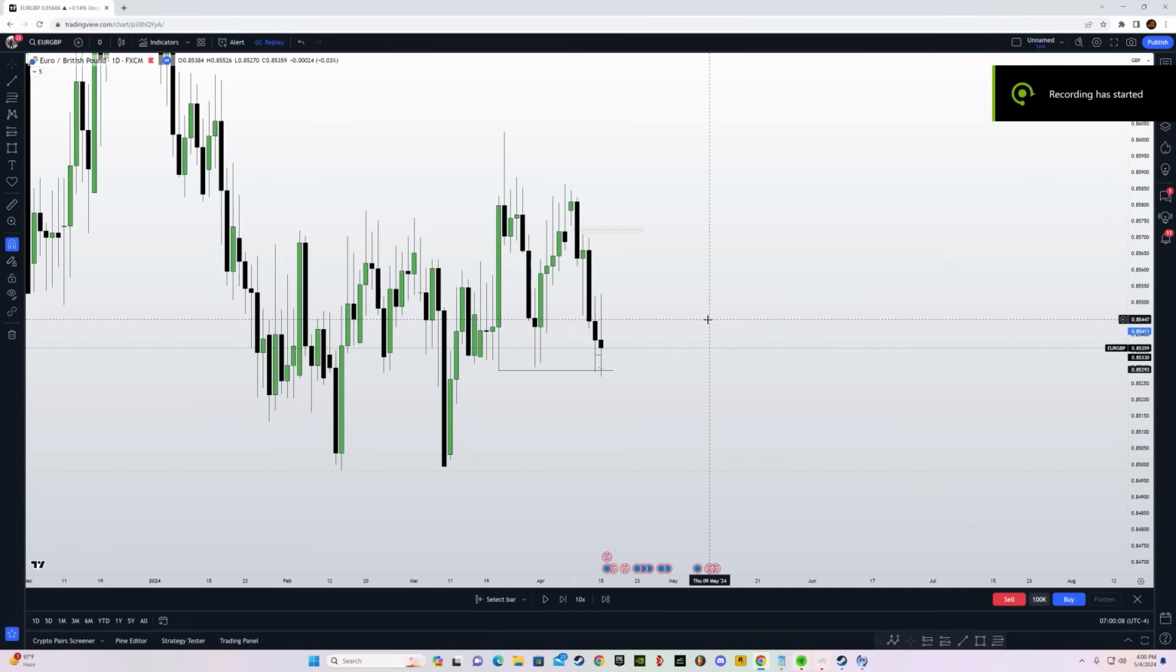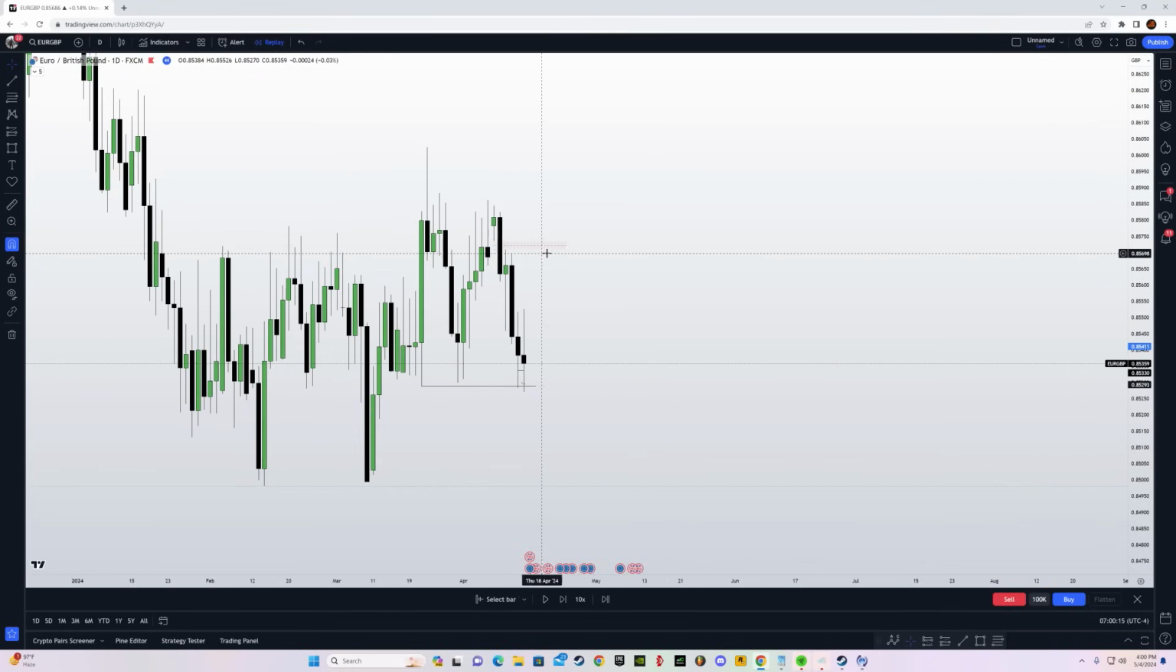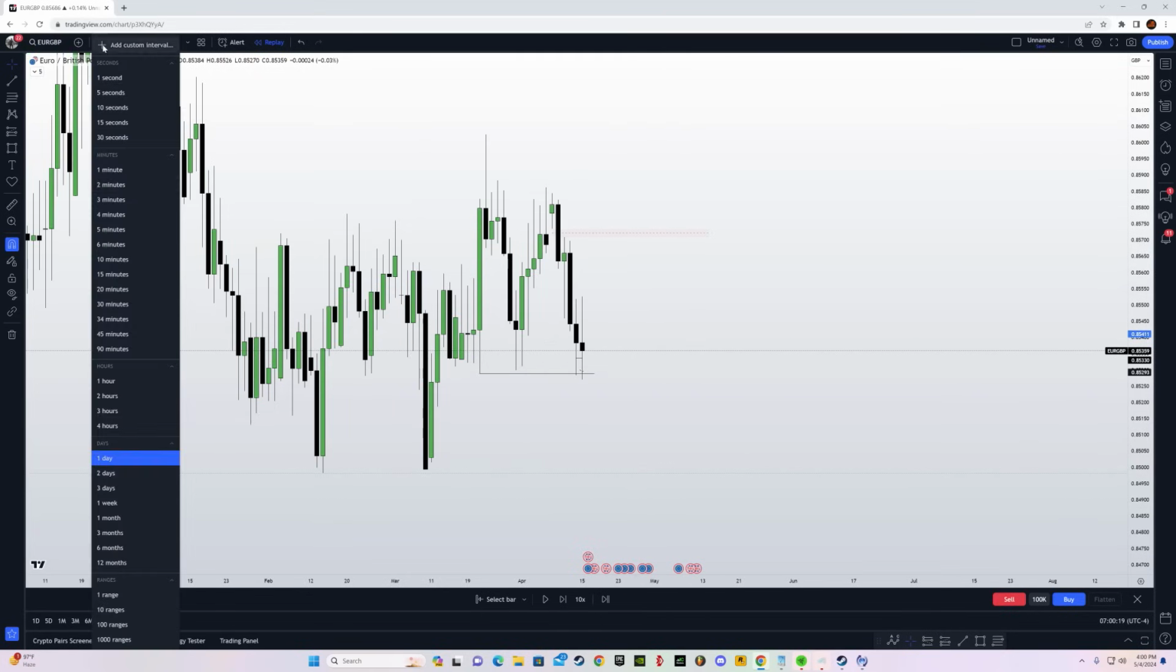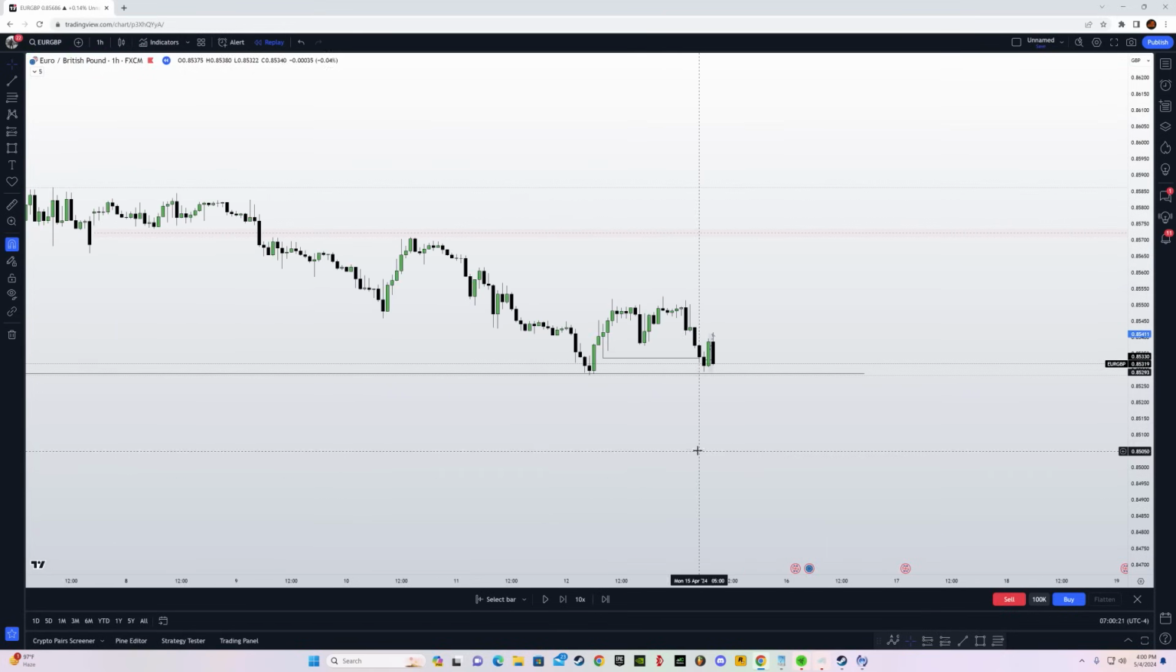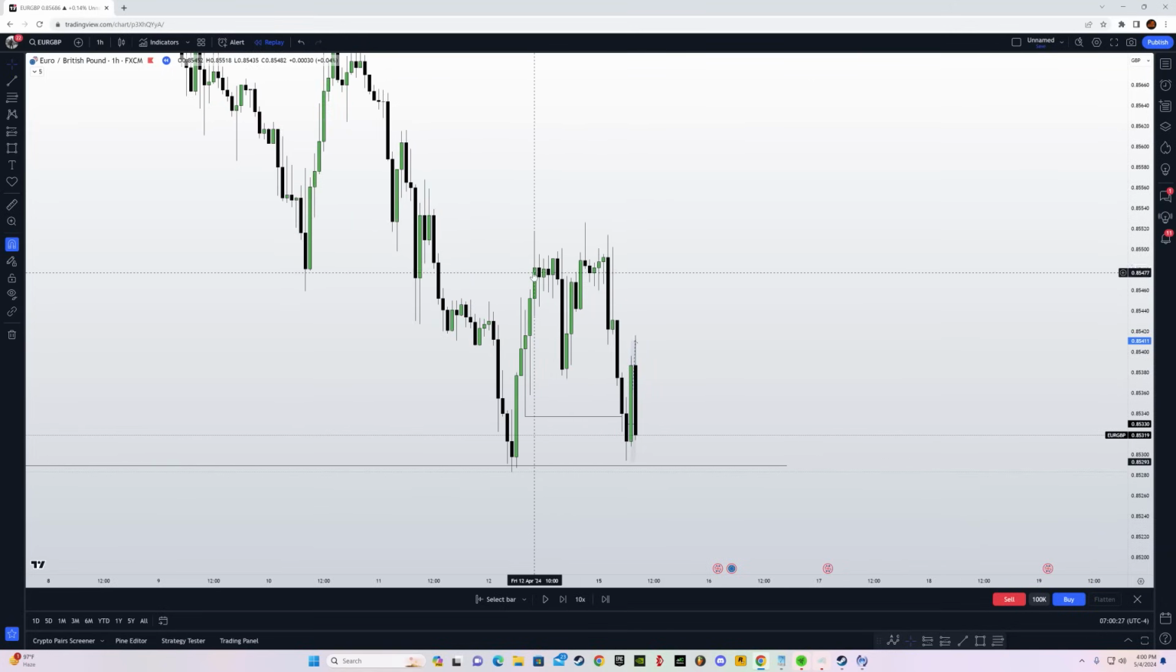All right, guys, so here is another example. As you can see, we took out ERL on the EURGBP daily time frame. And over here, we have a fair value gap that is going to be our target. So now, if I go to the 1-hour time frame, you can clearly see that after taking out the ERL on the daily, we had a shift in the market structure.